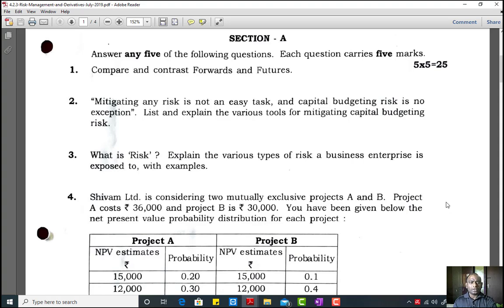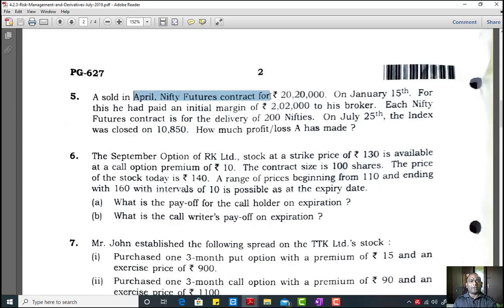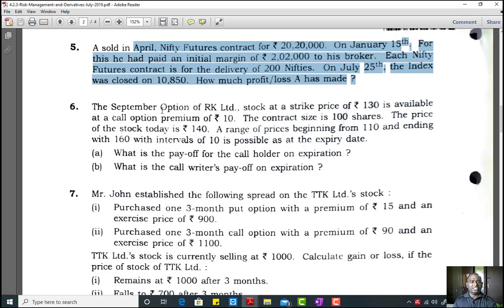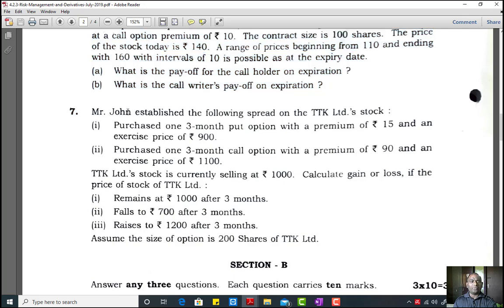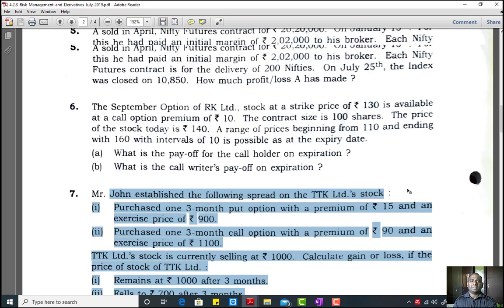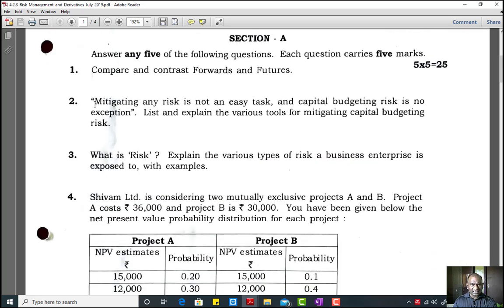Now you can see this is a problem relating to futures. This is the problem relating to options. This is the problem relating to forward and options. This is a problem relating to capital budgeting. Then this is a problem relating to forward and futures. So very clear. Now we will have the examination, capital budgeting approximately 40 marks and the balance another 60 marks.